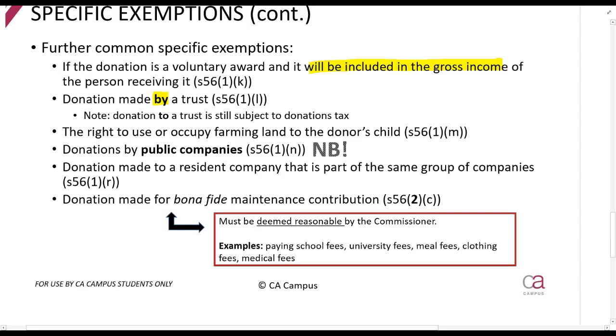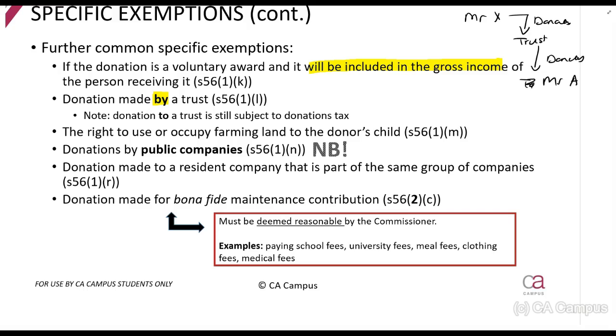Right, so let me explain to you like this. Mr. X donates to a trust, and the trust donates to Mr. A. This donation that Mr. X makes to the trust will be subject to donations tax, but this donation that the trust makes to Mr. A, that will be exempt.